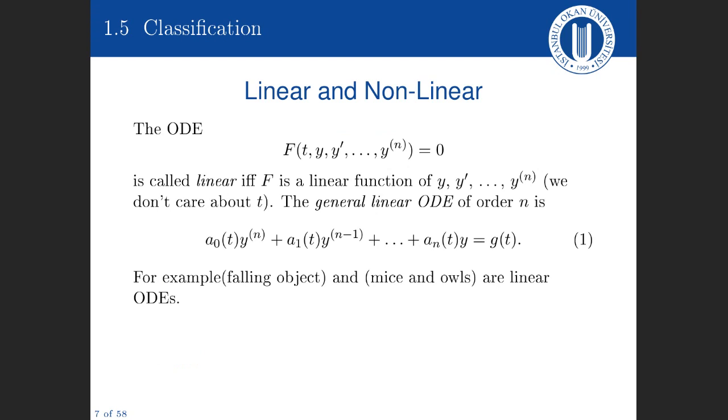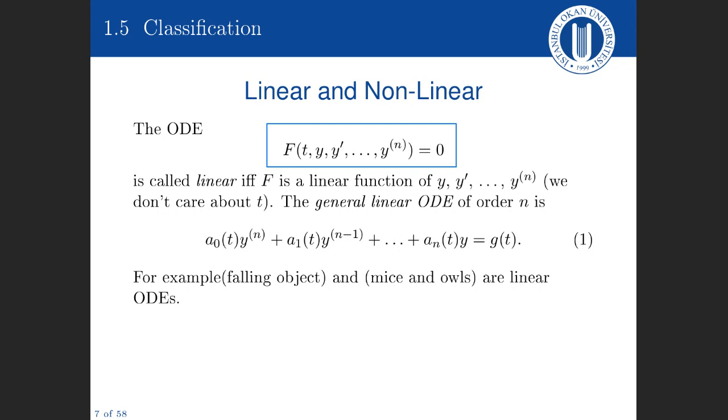We can classify equations as linear or nonlinear. Let's look at the equation at the top first. We have some function of t, y, y prime, y double prime, y triple prime, etc. equal to 0. This equation is called linear if f is a linear function, and note here it's of y, y prime, y double prime, y triple prime, etc. We don't care about t. We don't care if it's a linear function of t or a nonlinear function of t. We're only looking at the y's.